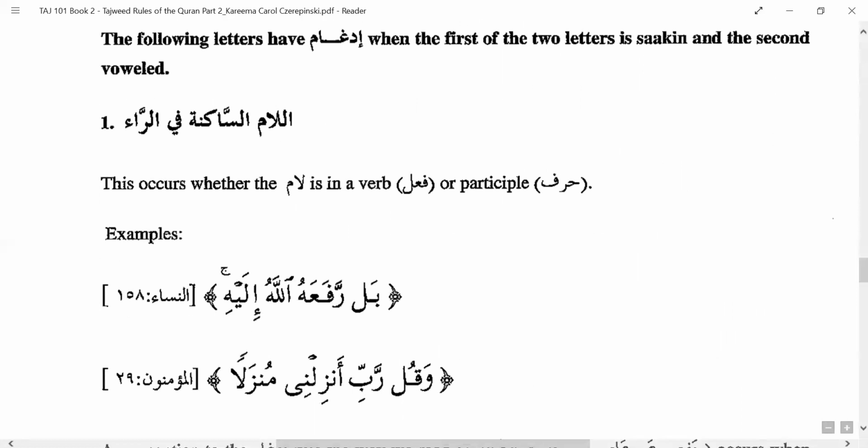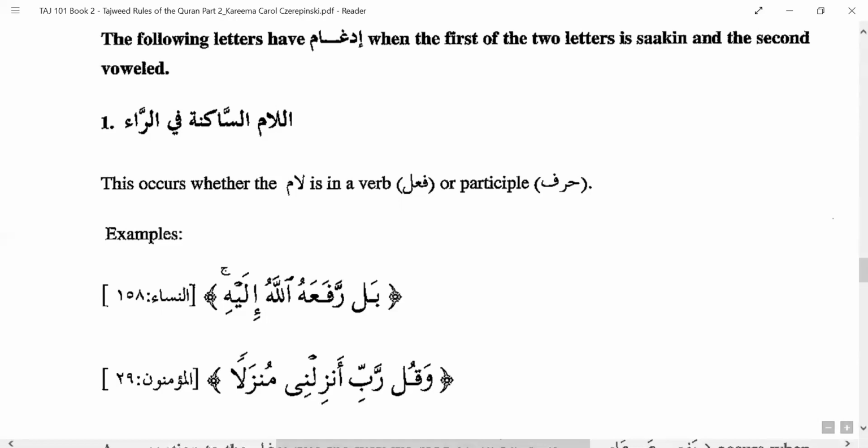So when lam and ra come together, like it happens in where lam is in a verb like bel, or this is a harf, so it will come like in qul. This is a fail, this is an action, so it will come at the end as a sukoon, and the next letter will be ra with a haraka. So you will have bar rafa'ahu Allahu ilayh. You will join it. You will do idgham.